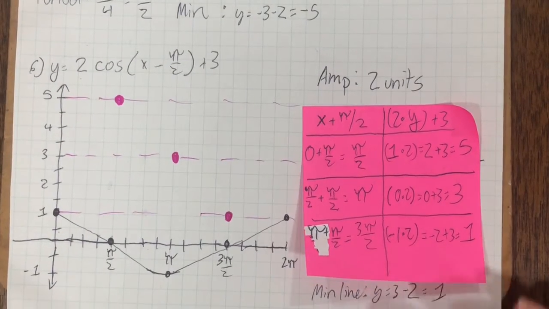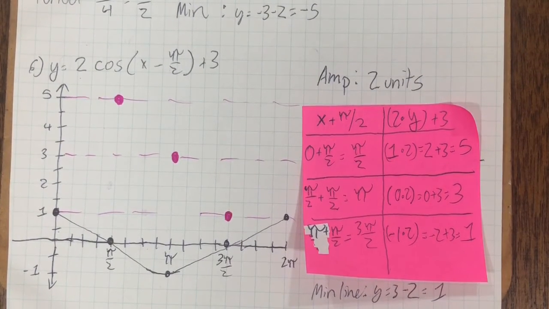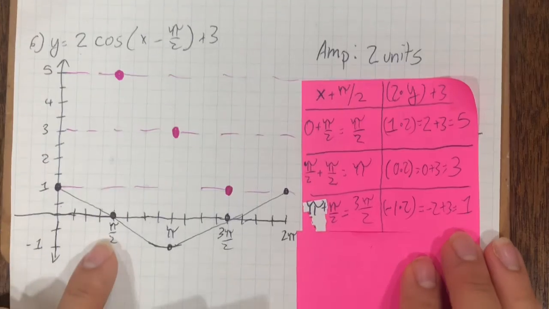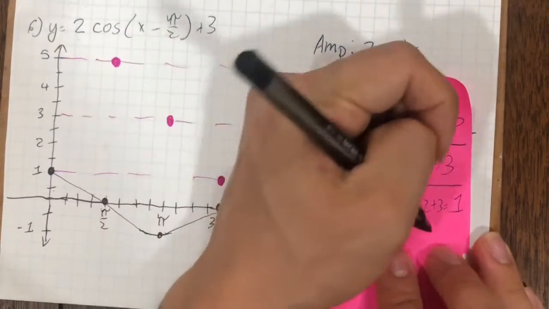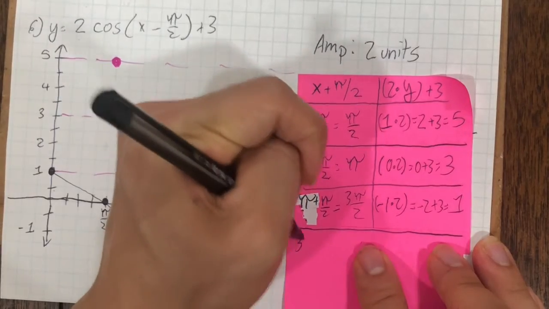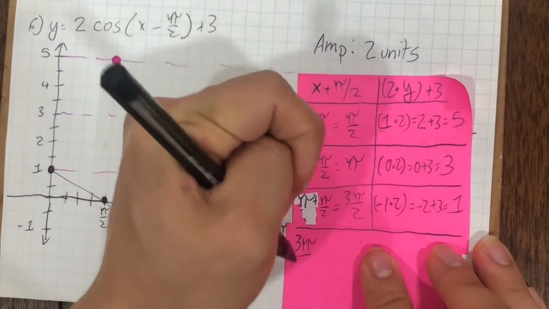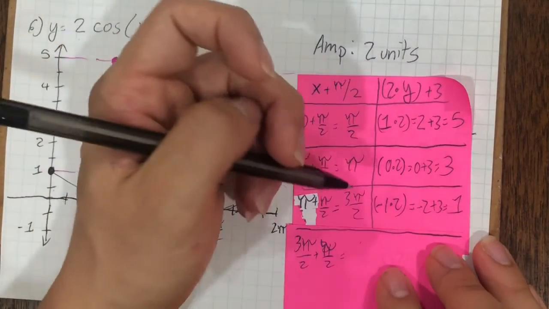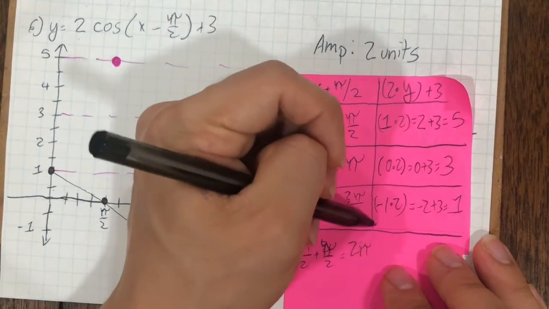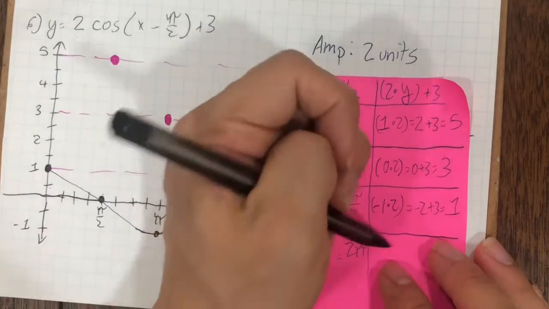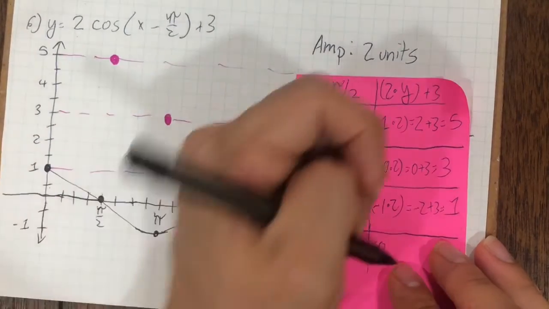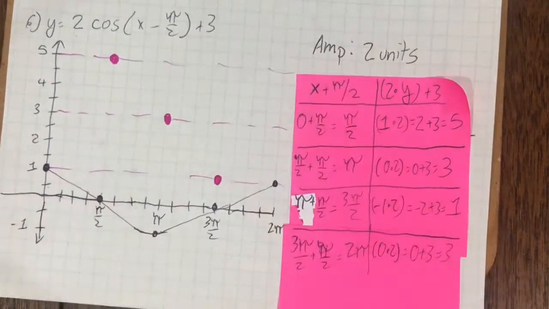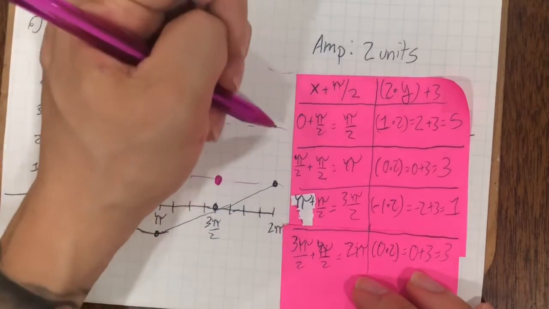All right, now I'm moving on. Let me go ahead and get another sticky note because I'm running out of space. So now I have 3 pi over 2 plus pi over 2. I get 4 pi over 2, which simplifies to 2 pi. Then we had 0 for the original Y value, multiply that by 2, I still get 0. I add it to 3, it becomes 3. So 2 pi, comma 3.